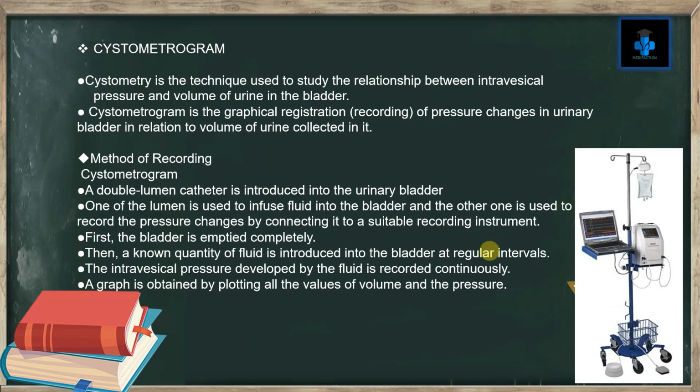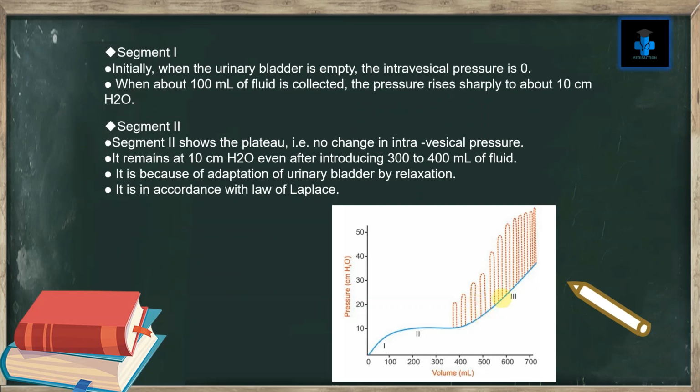First, the bladder is emptied completely. Then, a known quantity of fluid is introduced into the bladder at regular intervals. The intravesical pressure developed by the fluid is recorded continuously. A graph is obtained by plotting all the values of volume and pressure. So, this is the graph which we obtain from the cystometrogram.